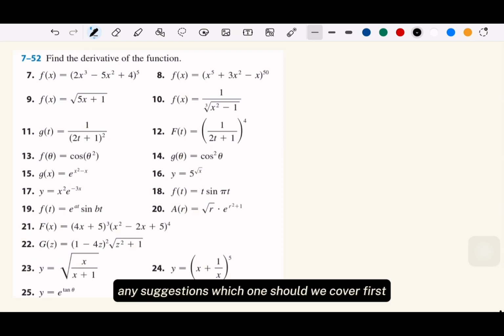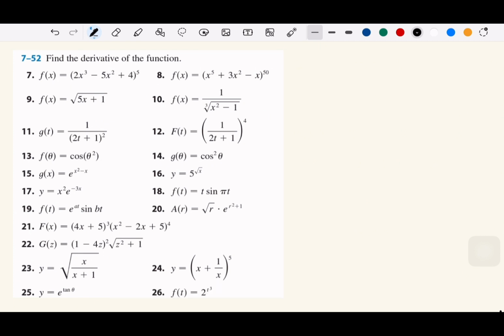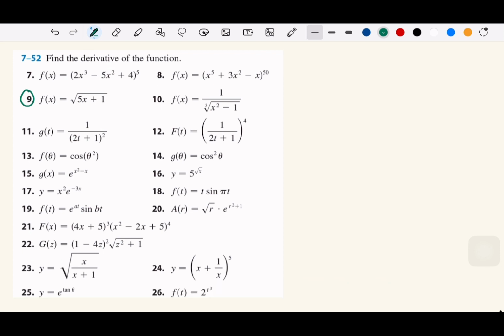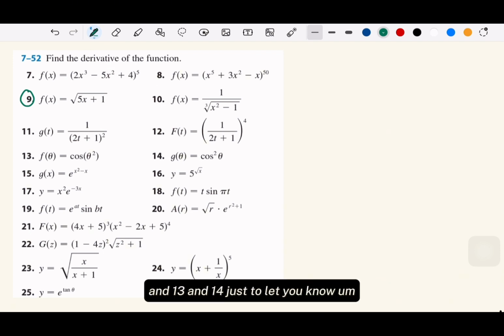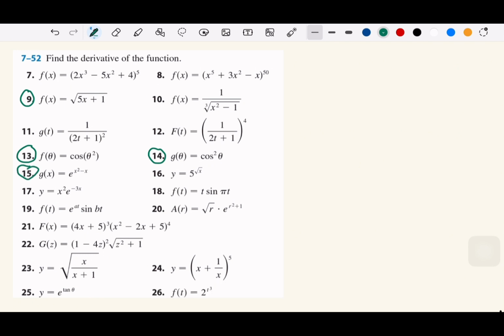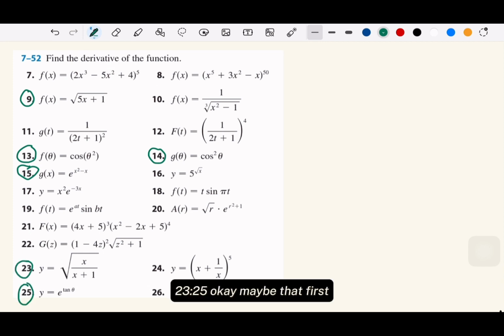Any suggestions? Which one should we cover first? We will start from the simple one. Let me pick some numbers. So 9 maybe, and 13 and 14, just to let you know what the expectations are. Maybe the 15. And what else? 23, 25. Okay, maybe that first.